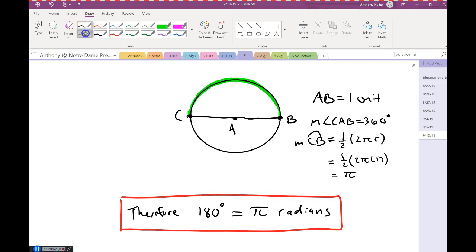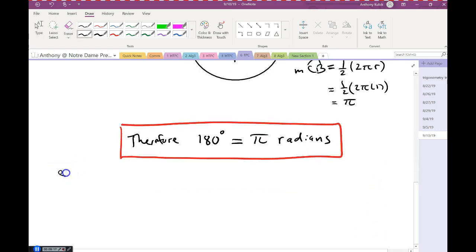Correct. 1/2 times 2 is 1, and then 1 times pi is pi, and then pi times 1 is just pi again. Yes, exactly right. So let's do an example here of using this.